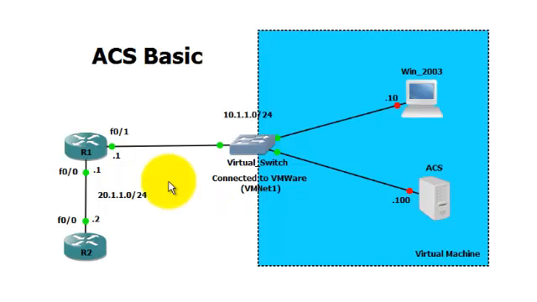And I have also configured the 10.1.1.0 network for all three devices, such that they are all communicable. They can all ping each other and reach each other. R2 is connected to R1 on a network 20.1.1.0.